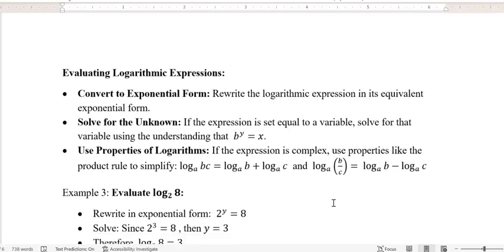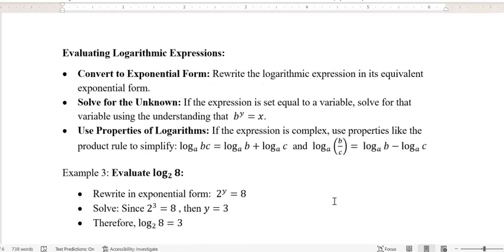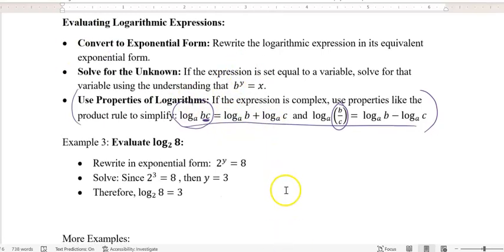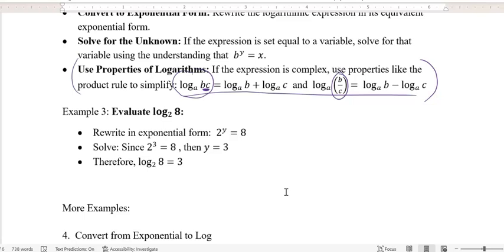Evaluate some log expressions. You can convert it to exponential form and solve for the unknown. We're going to get to these properties a little bit later. These will be a big deal, but we'll keep it simple. This is if I want to evaluate the log of a product or a quotient. We're going to get to those a little bit later, but let's start with some basics. Here's your problem. What's the log base 2 of 8?